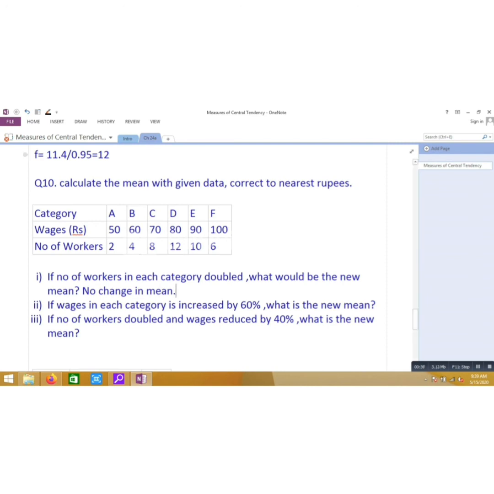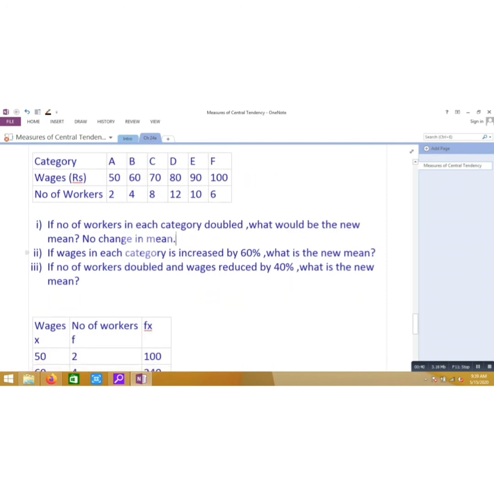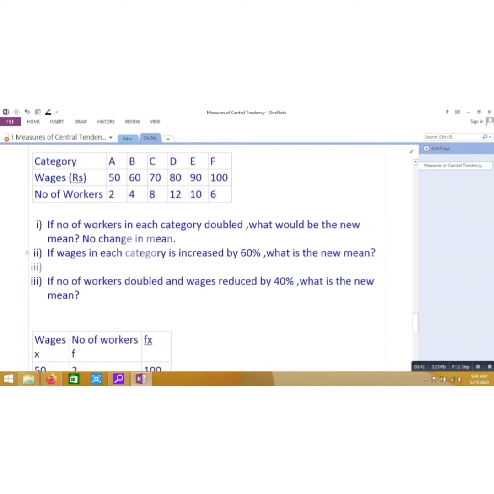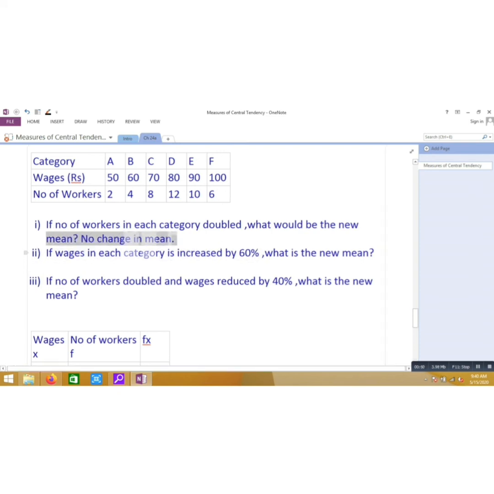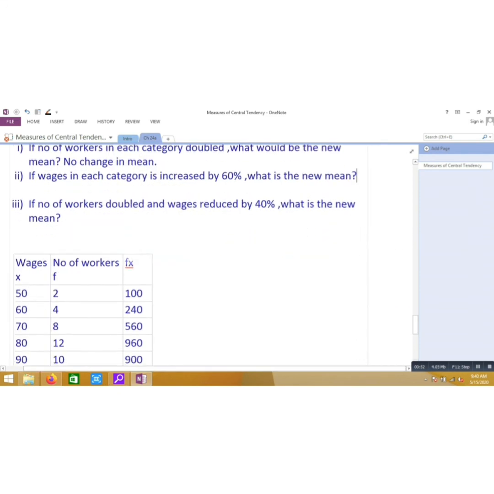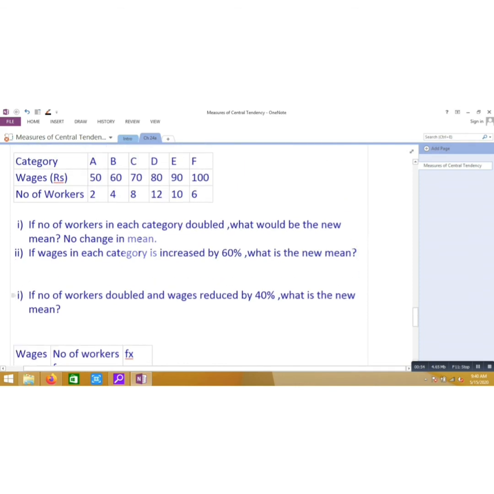Second part of the question, if wages in each category are increased by 60 percent, what is the new mean? So changes in wages will definitely affect the mean. And it's been mentioned increased by 60%. So we already know the mean, that is 80, into increase by 60%, so 160 by 100. That gives the new mean of 128.